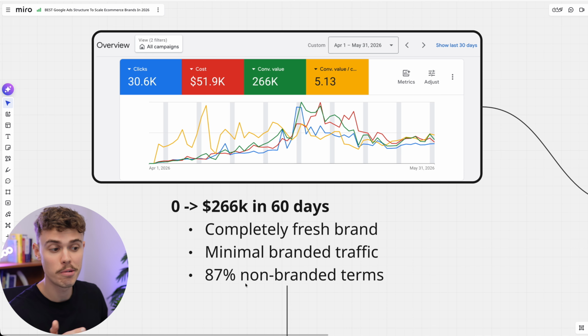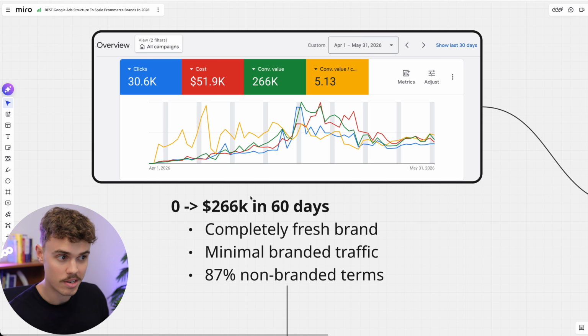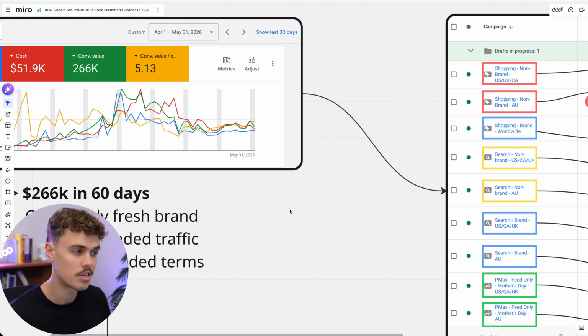Most of this revenue is non-branded new customer traffic. In fact, I actually broke it down just today, and 87% of the revenue came from non-branded terms, which is a huge proportion for a brand making this kind of revenue. Almost all of this is new customers from a non-brand perspective, right? So this is massive additional revenue for them. You can see here, 266K in 60 days means they were adding over $100,000 every month in revenue with new customers just by rolling out on Google, right? And how did we get to this stage?